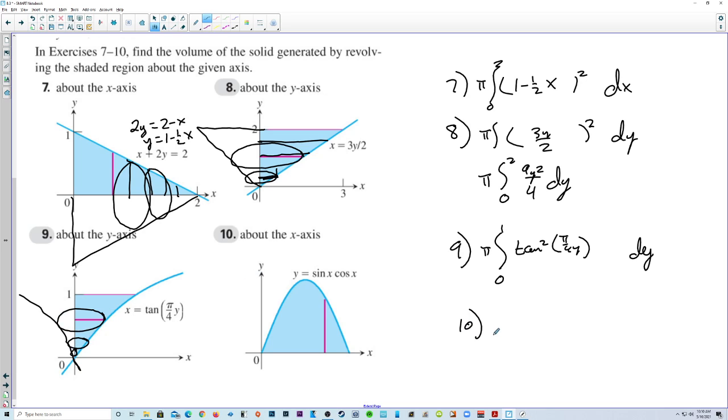And 10, let's see. Rotating about the x-axis. So here's the 180-degree turn. We would rotate this around the x-axis, which means we're going to integrate with respect to x. And so this is going to be pi r squared again. It's kind of all the same stuff. This is sine of x, cosine of x. We have to go from 0 to whatever this 0 is. Let's see. Sine is 0 at 0. Sine is 0 at pi. I believe this is from 0 to pi.